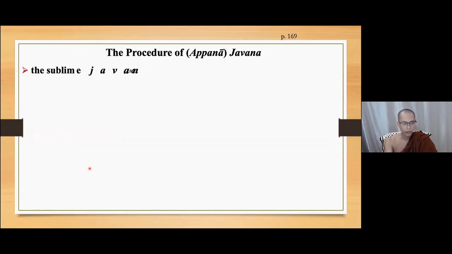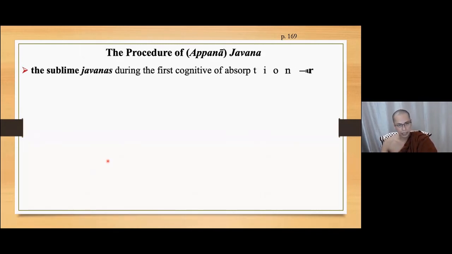Then, regarding the Appana Javana, the absorption and the supramundane. The sublime Javana of absorption runs only one time. Because in the first-time cognitive process, the Javana moment is only one moment, just one time. This is Adhikamika.